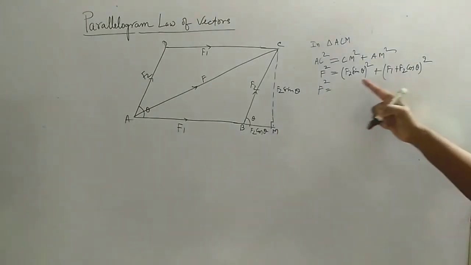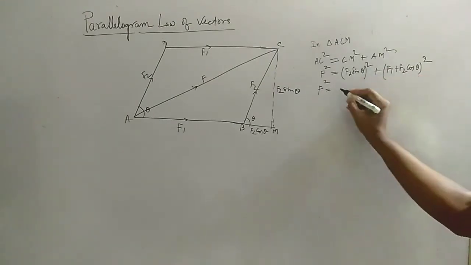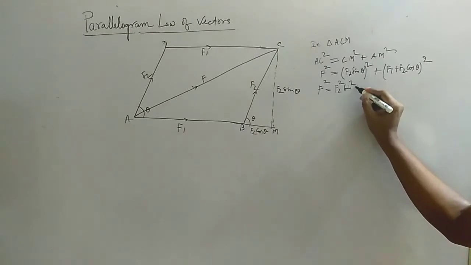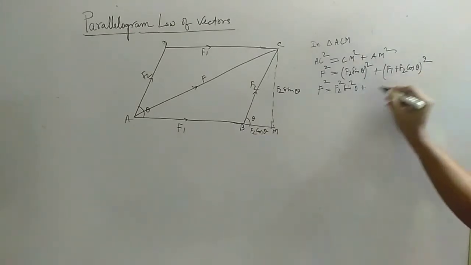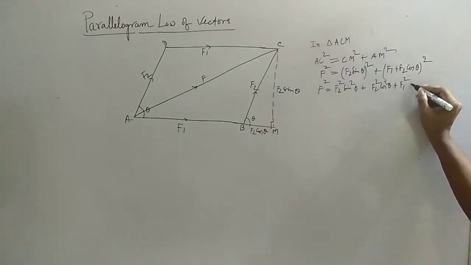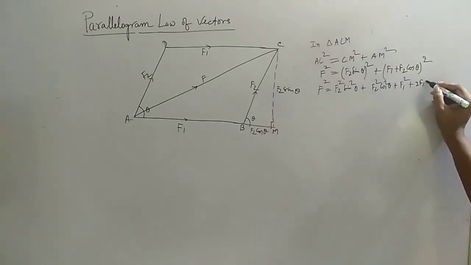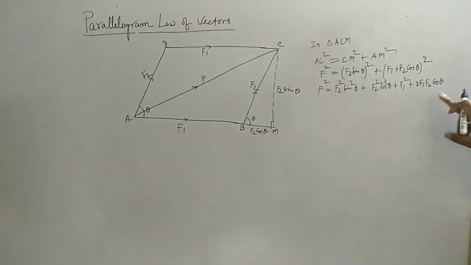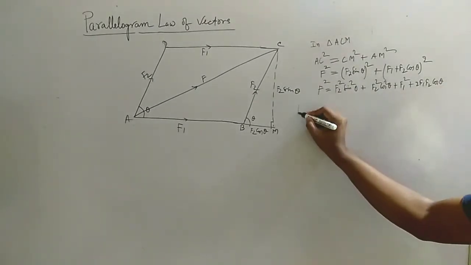F2 square sine square theta plus, this is A plus B whole square, that is F2 square cos square theta plus F1 square plus 2F1 F2 cos theta. Is it seen now properly? Everybody is clear? Okay.